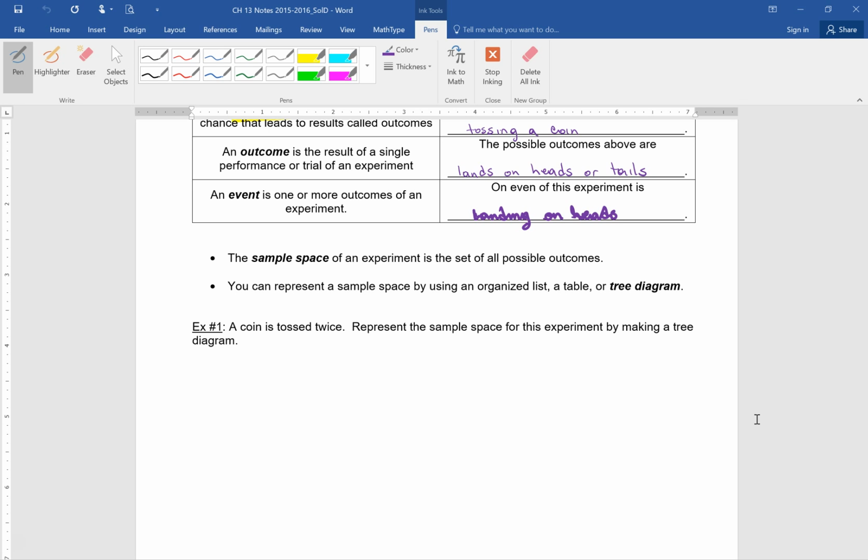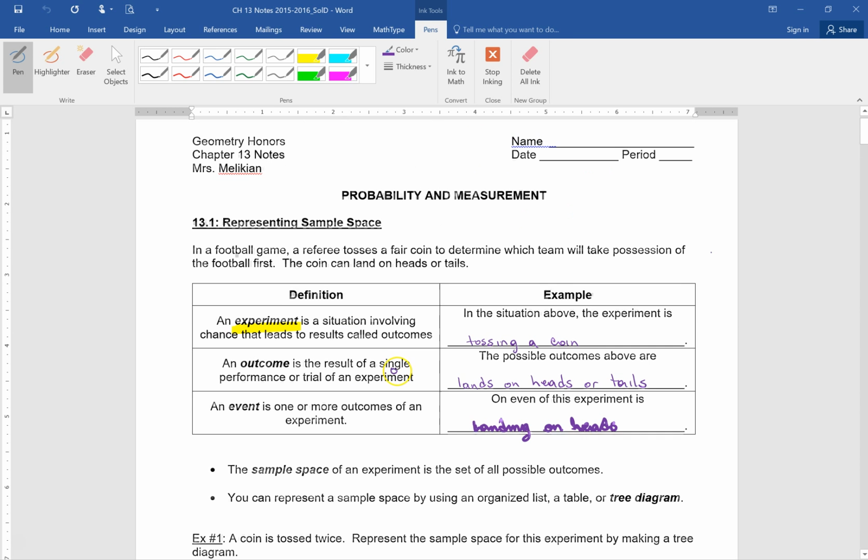Let's do this one. A coin is tossed twice. Represent the sample space for this experiment by making a tree diagram. So the first time I toss the coin, what are the possible outcomes that I'm going to get? I'm either going to get heads or I'm going to get tails, right? And the second time, what am I going to get? Either heads or tails, okay? So what I'm going to do is make a tree diagram. And the way that works is this. So here are the possible outcomes.